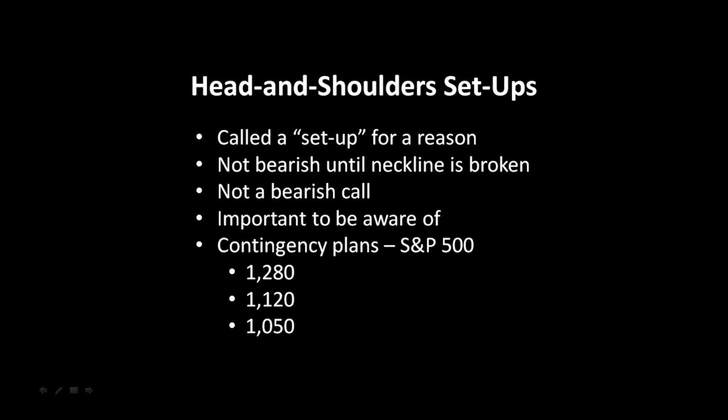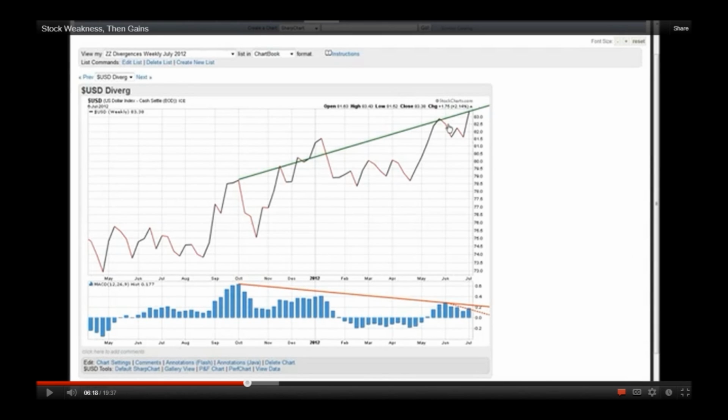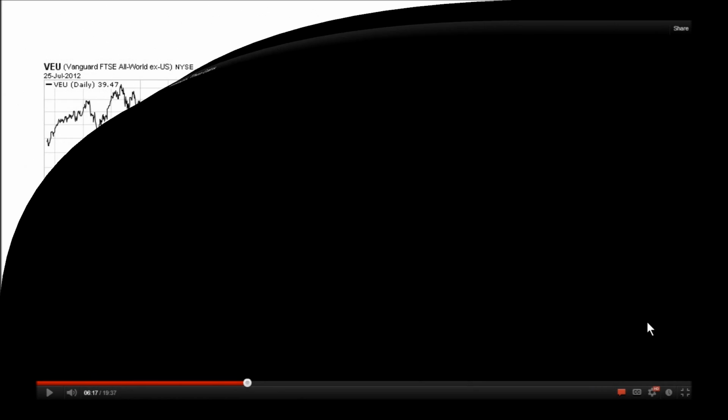We're simply pointing out there are 3 head and shoulders patterns on 3 different time frames that are important to be aware of. They can help us make contingency plans in terms of answering the questions, what would I do if the S&P 500 dropped to 1280, 1120, or 1050? To improve the clarity of the charts and the resolution on your screen, use this button in the lower right-hand corner of your video player.